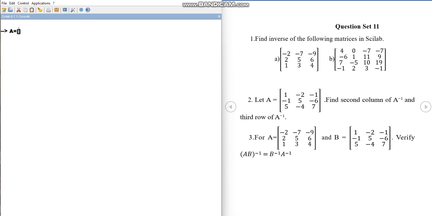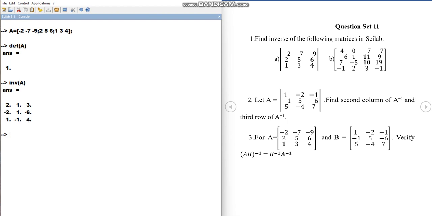Let us declare the first matrix, which is -2, -7, -9. Then we have 2, 5, 6. Then we have 1, 3, 4. This is the matrix A. Let us find the determinant. So the determinant of this matrix A is 1. So yes, the inverse exists, and the inverse of the matrix is inv(A) is equal to this.